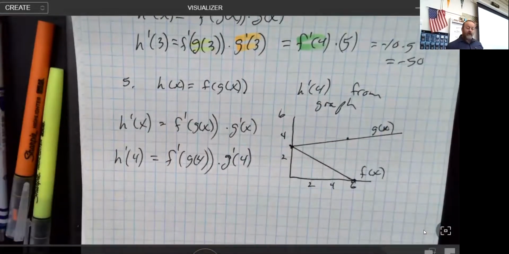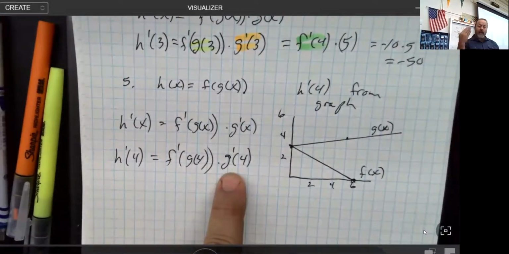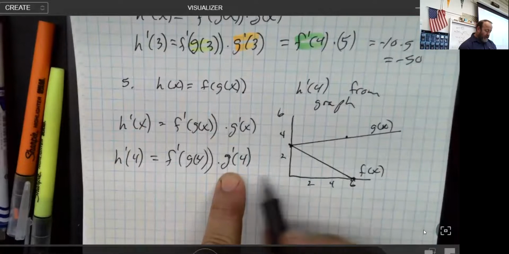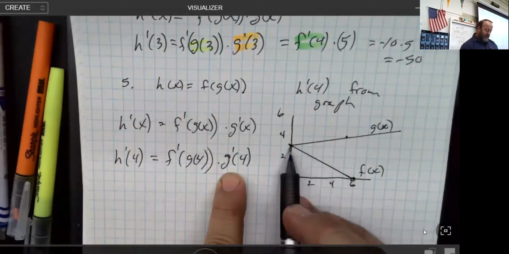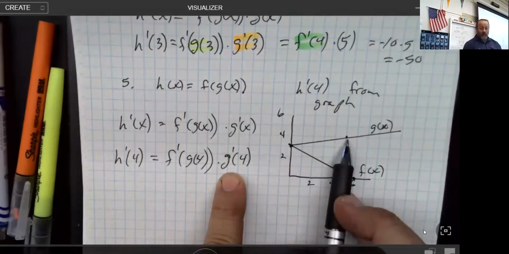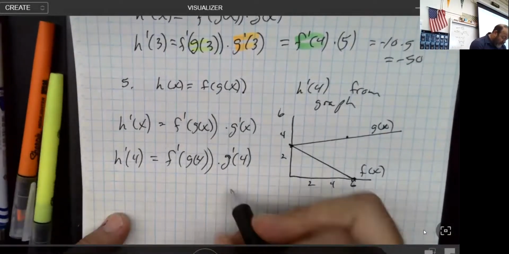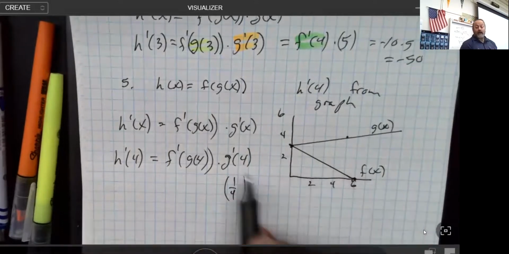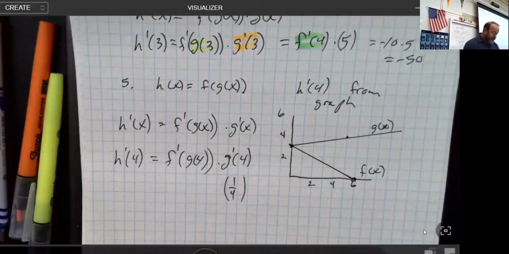Now, interestingly enough, g prime is the rate of change of g at 4. So if we go out here and look at g at 4, what I see is a simple line that has a rise of 1 and a run of 4, which means the slope of g is 1/4 wherever. It doesn't matter if it's at 4 or any other value. This number will be 1/4, which I got because g prime is just the slope of g.